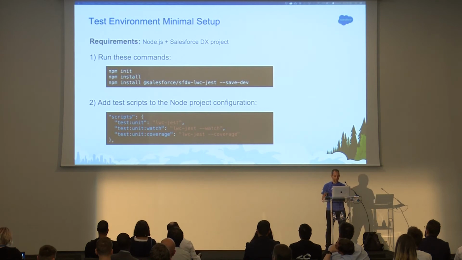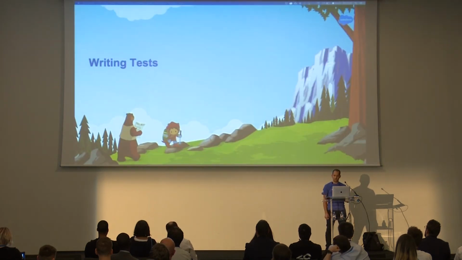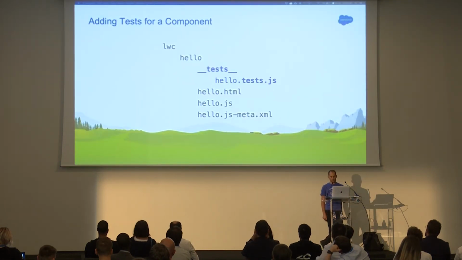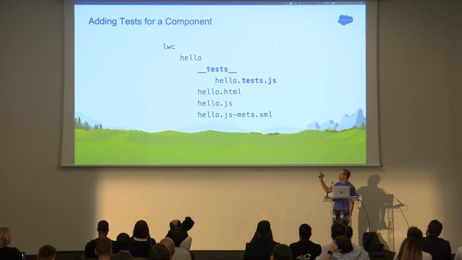Now, that's how you set up the environment. Now, let's see how you actually write those tests. To write the tests, it's actually very easy. So there's a common folder structure that you have to follow. And when you're working on a DX project, there's a top-level folder called LWC, which contains all your Lightning Web Components. So here, what we're looking at is a hello component.